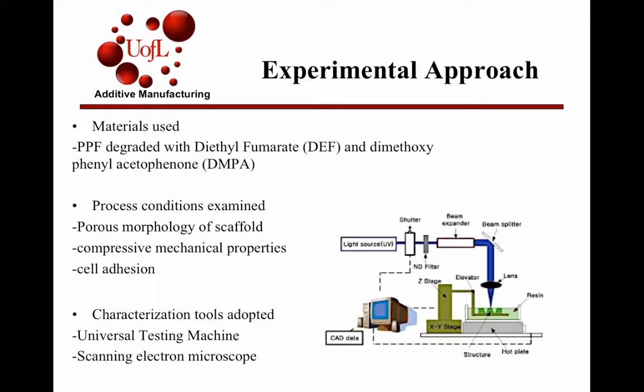So the way that microstereolithography works is there's a UV light source which is projected into a UV curable resin on a movable X, Y, and Z stage. And it just goes layer by layer.